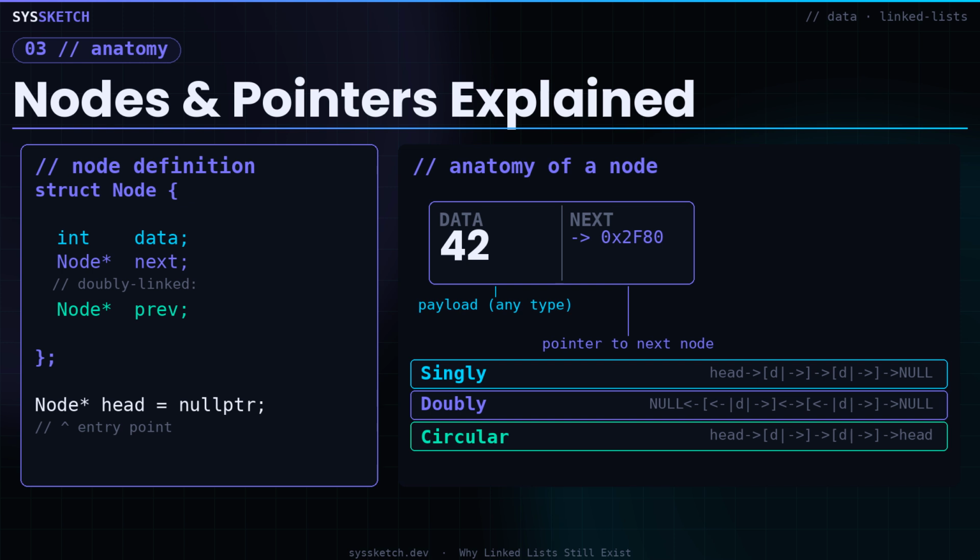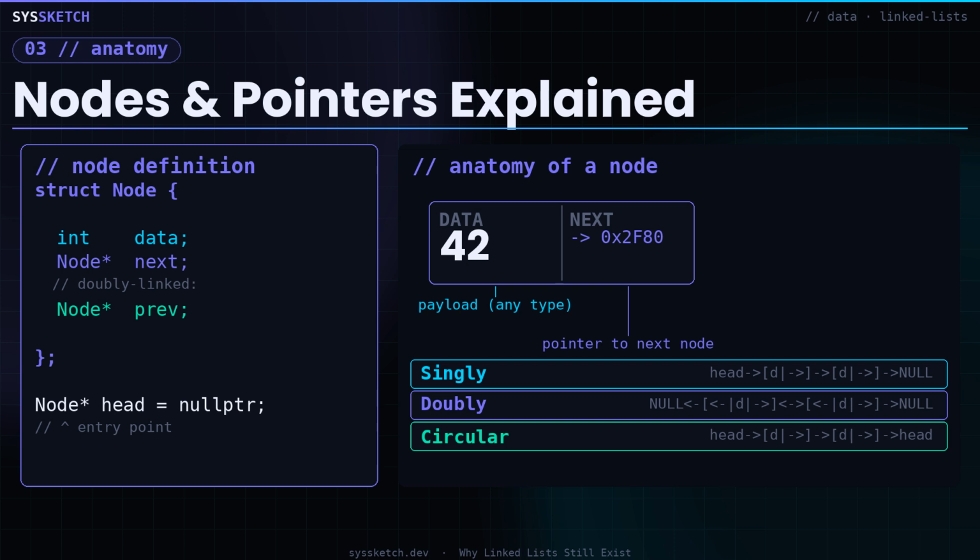In a circular linked list, the tail node's next pointer loops all the way back to the head, creating a ring structure used in round-robin schedulers, audio ring buffers, and carousel interfaces. The entire entry point into any linked list is a single pointer called head. If head is null, the list is empty. Every traversal, every insert, every delete begins from that one pointer. The structure is minimal by design.